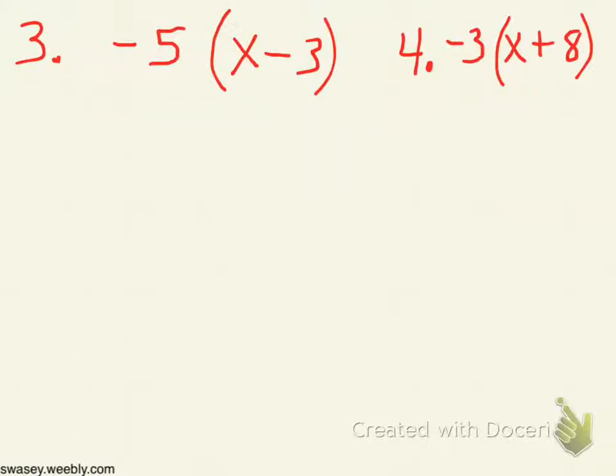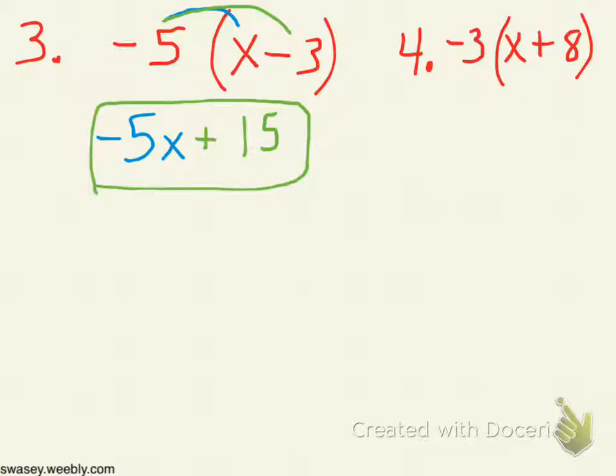A little bit more complicated when you see some negatives, but it's still the same process. Negative 5 is being distributed over subtraction, x minus 3. So negative 5 multiplied by x is negative 5x. And negative 5 multiplied by, I would think of this as a negative 3. Negative 5 times negative 3 is positive 15. And so we can write it as negative 5x plus 15.